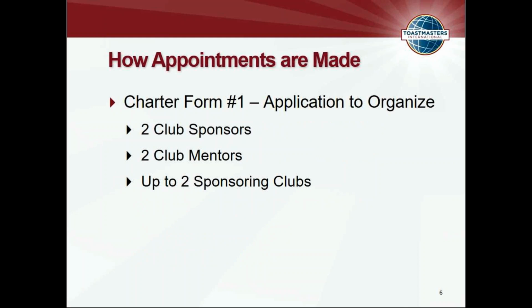On the first chartering form, the application to organize, which is the one that can be sent in ahead of time with the initial $125 payment, the club can get their club number and activate their website. It also provides them with a lot of material, and it gives the new members a sense of ownership in the process. When they have a vested ownership in the process, they have a better reason to keep the building going and to get it to charter strength as soon as possible. On that form is where the 2 sponsors' names show up and where the 2 mentors' names show up. There's also room to have up to 2 sponsoring clubs named on that document.